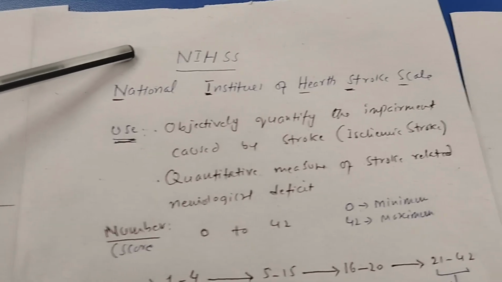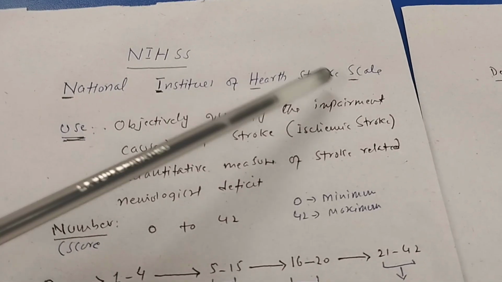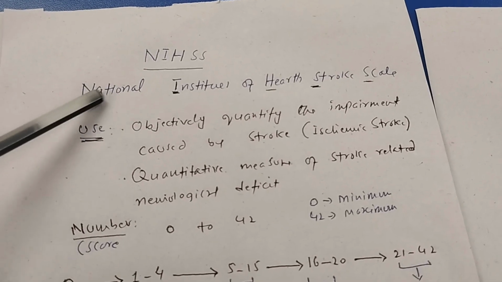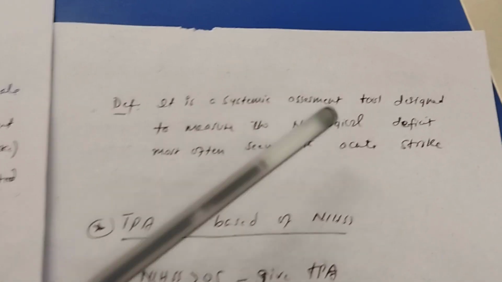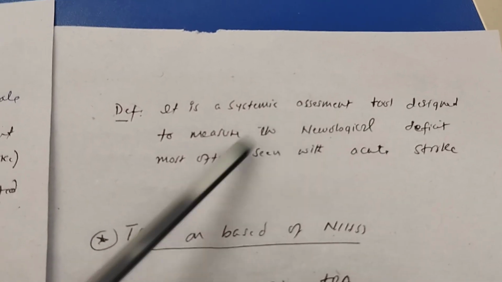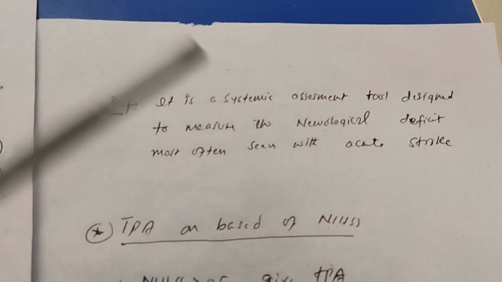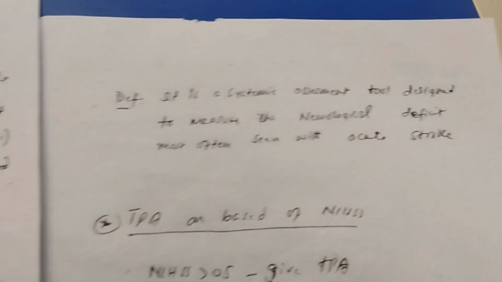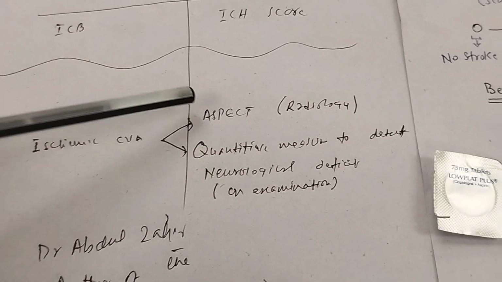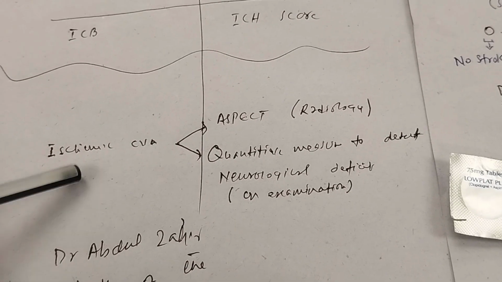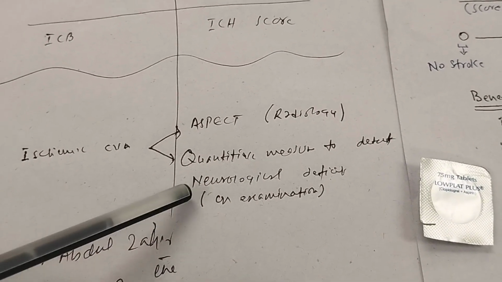NIHSS stands for National Institute of Health Stroke Scale. The definition of NIHSS is that it is a systematic assessment tool designed to measure the neurological deficit, most often used in acute stroke. It means that, as I already said, in ischemic stroke the damage we detect radiologically is assessed by the ASPECT score, and the damage caused by ischemic stroke on examination we find by NIHSS.